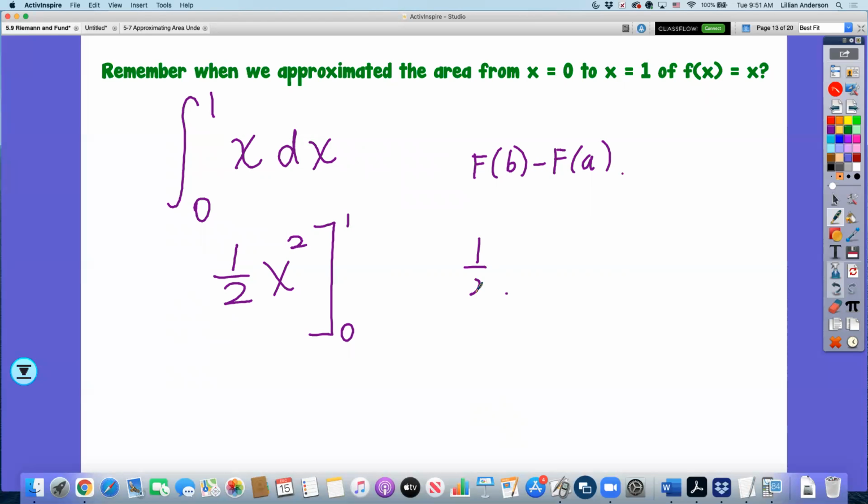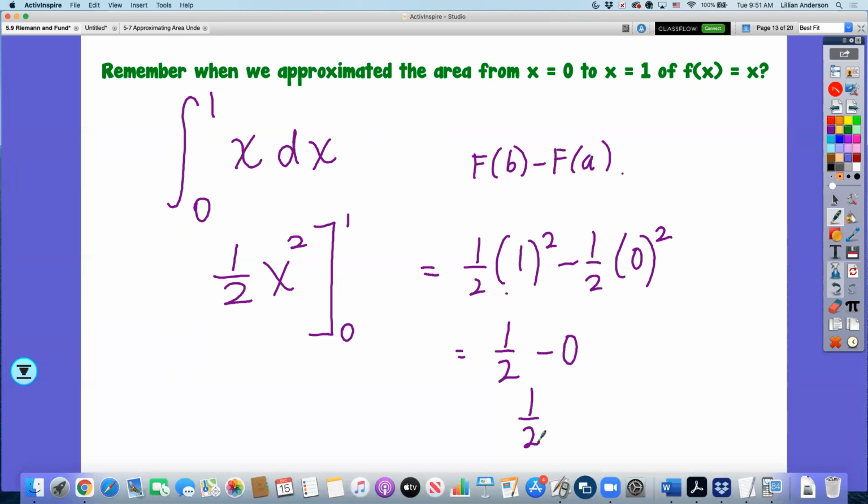So that's 1/2 times 1 squared minus 1/2 times 0 squared. First term is just 1/2. The second term is 0. The area is 1/2, and that's exactly what we found using geometric formulas. This is the exact way, using the fundamental theorem of calculus.